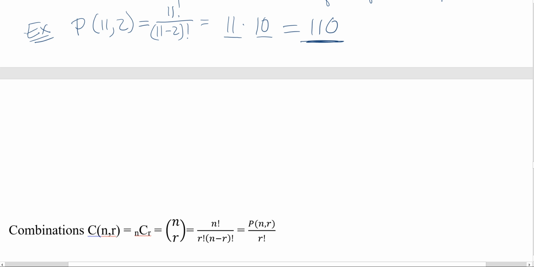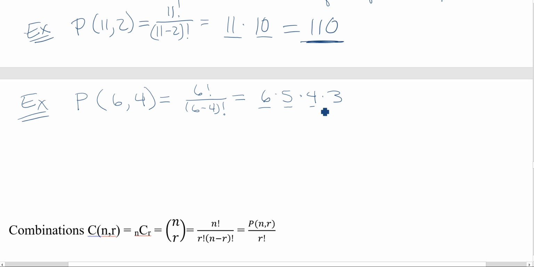Let's try one more. Let's look at another example. Let's say we have 6 objects and we're picking 4. Again, we could look at that as 6 factorial over 6 minus 4 factorial and work it out. Or we could realize that that would give me the first 4 factors of 6 factorial. And so that's going to give me 30 times 12, or 360.